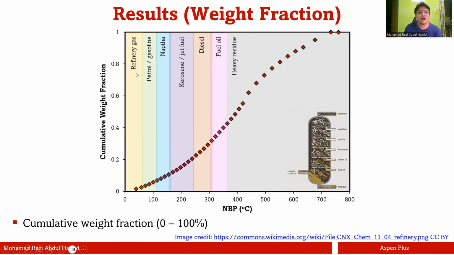Again, as I said, this range is just an approximation. It's based on a quick Google search, where petrol and gasoline is around 100 degrees Celsius boiling point. So I just decided to have this as the range for gasoline, naphtha, kerosene, diesel, and fuel oil. So basically, those are the information that you can extract from Aspen Plus.